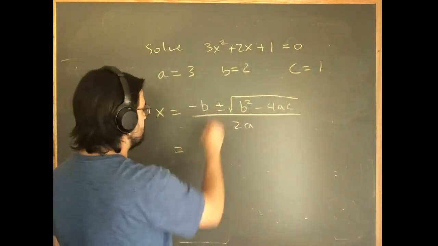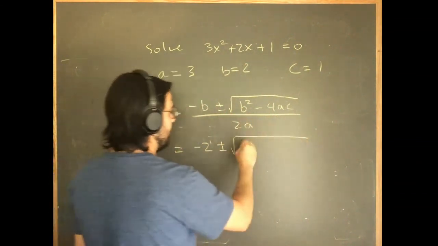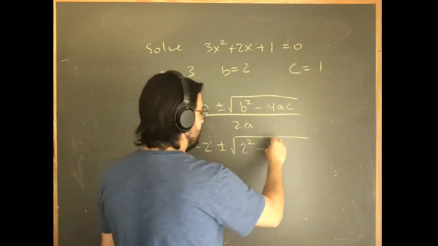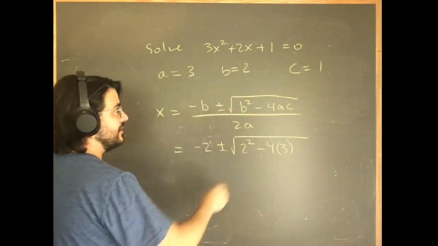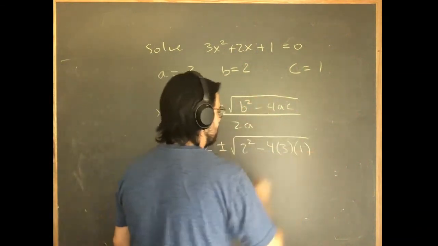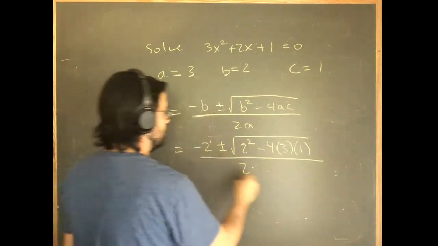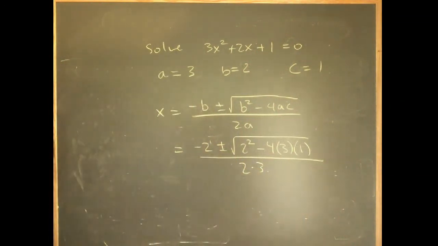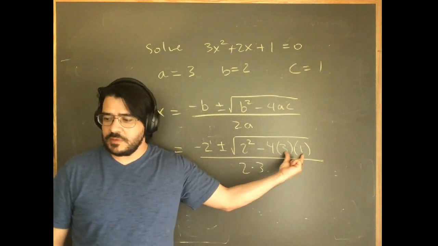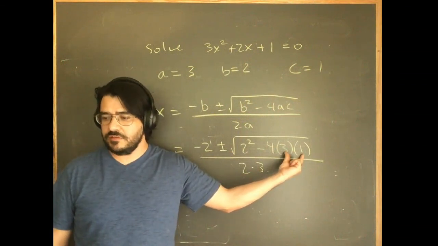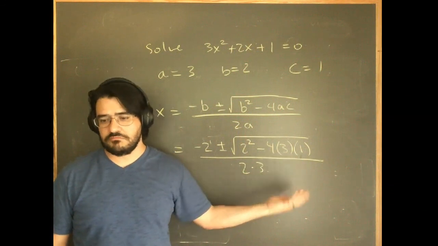So here, b was 2, so that's negative 2, plus or minus the square root of, I'll write 2 squared minus 4. The a was 3, so I'll put it in parentheses here, and I'll explain why I'm doing that. And then the c, I'll also put in parentheses as well, the whole thing divided by 2 times a, which was 3. I usually put the a and the c here in parentheses just because sometimes they can be positive and sometimes they can be negative. So if you put them in parentheses, it's easier to keep track of how many negative signs there are.